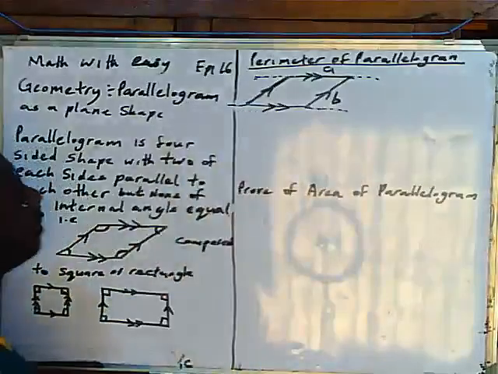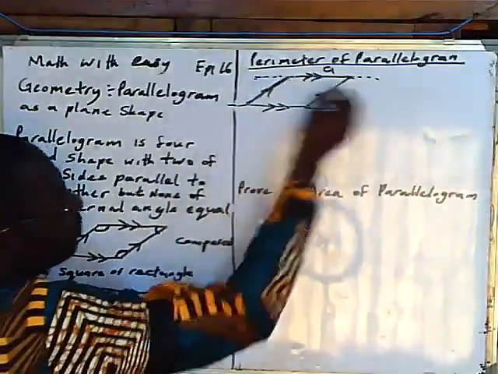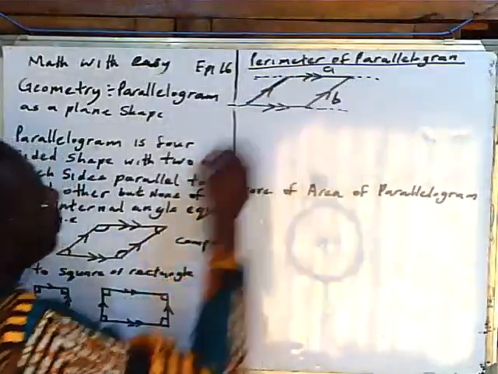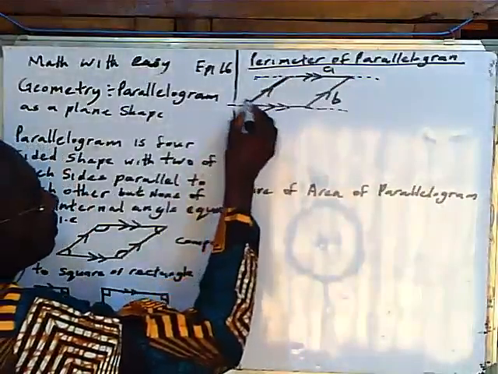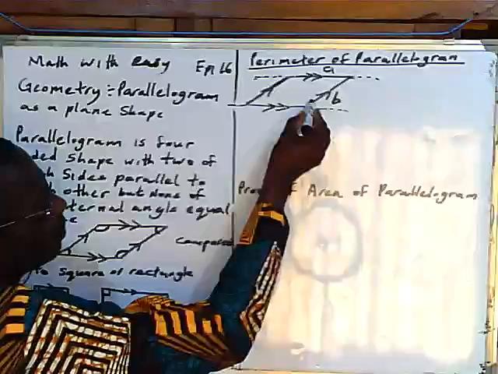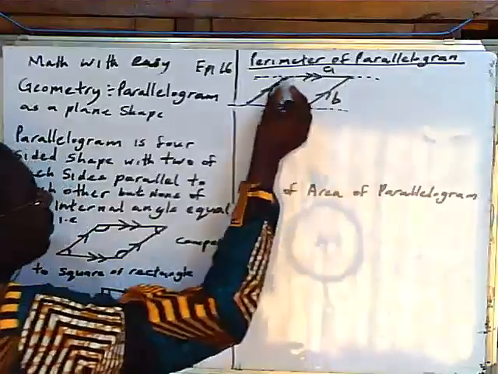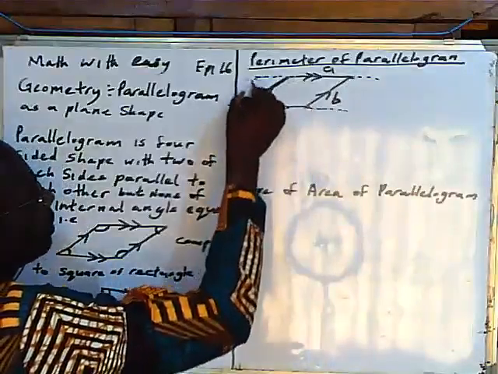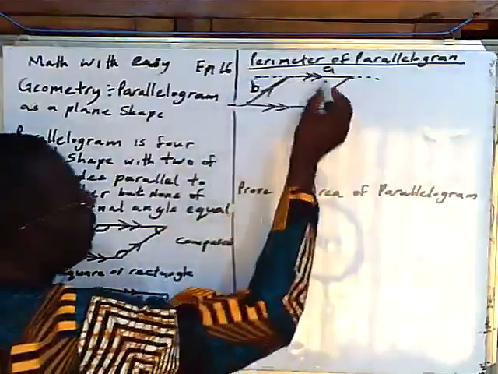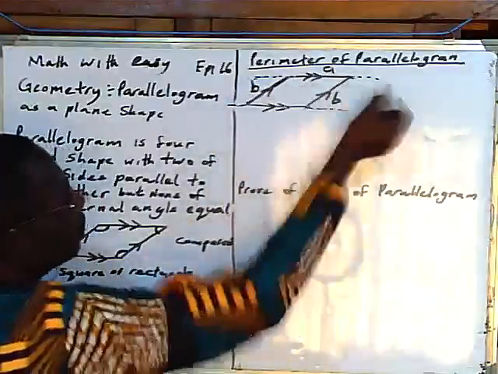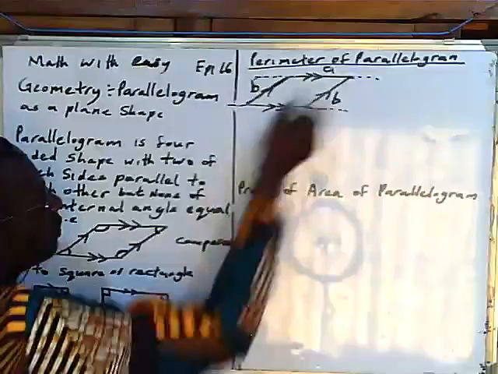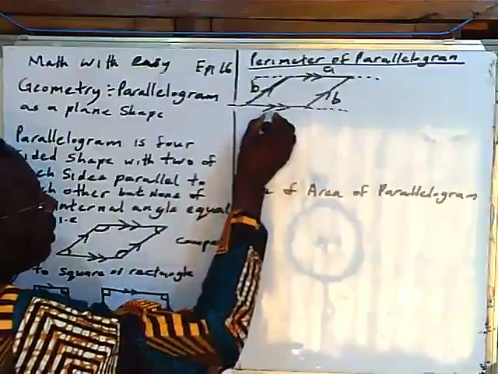That shows that this angle is equal to this angle, and also this angle will be equivalent to this angle. So therefore, this length will be equal to this length. That means this side is also B. Then this length, because of the transverse line, will also be equal to this length.